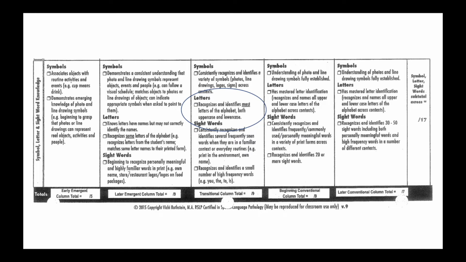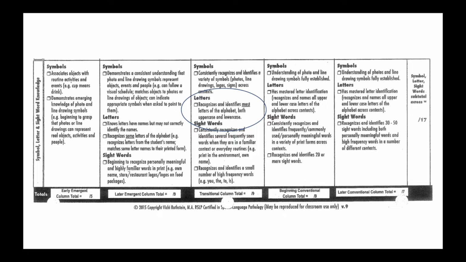On the second page of the Snapshot Assessment, you will find the row labeled Symbol, Letter, and Sight Word Knowledge. This row outlines important skills that we must consider for eligibility for the ALL program. If the student has skills in the first 2 columns, they are not yet a candidate for the ALL program. If they have the letters skill circled in the transitional row, then they are a candidate.